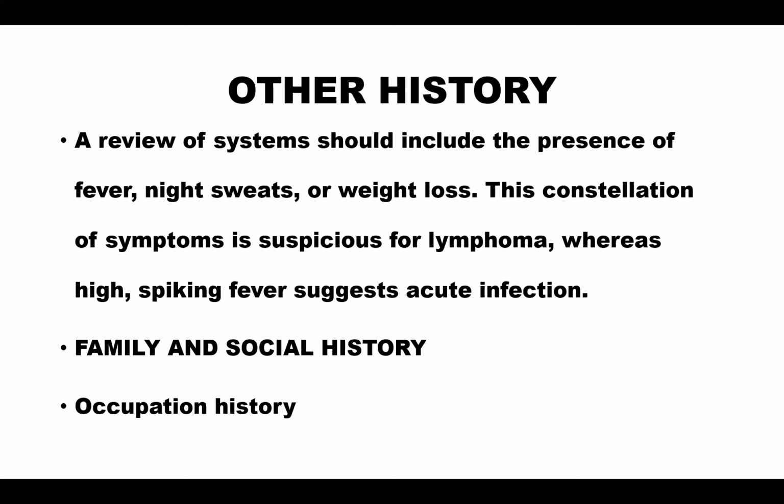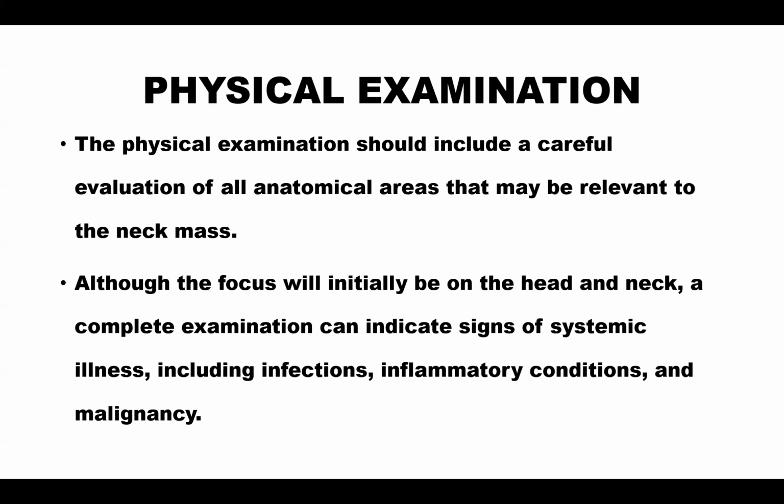Now, family and social history, I wrote it very bold, very important. Then occupational history is important. Now, back to physical examination. The physical examination should include a careful evaluation of all anatomical areas that may be relevant to the neck mass, although the focus will initially be on the head and neck.